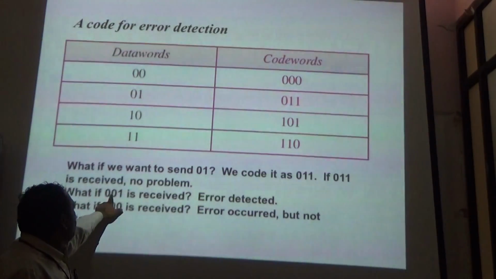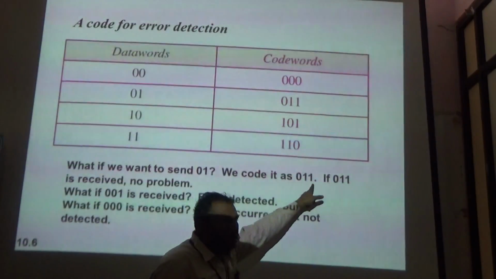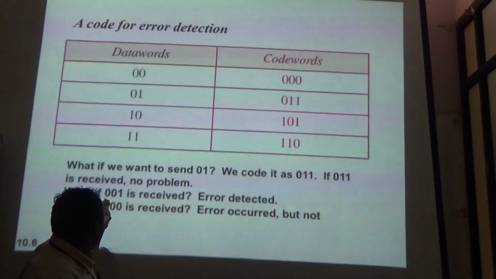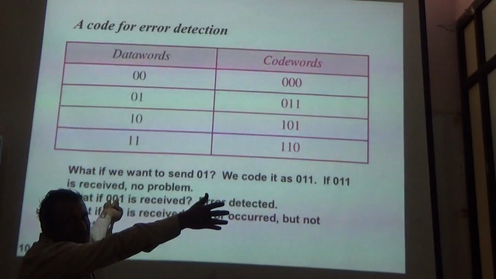What if 0, 1, 1 is not received? That means instead of 0, 1, 1, we receive 0, 0, 1. Then obviously, the first 2 bits, we all know, are the data bits, which are also conveyed to the receiver side.